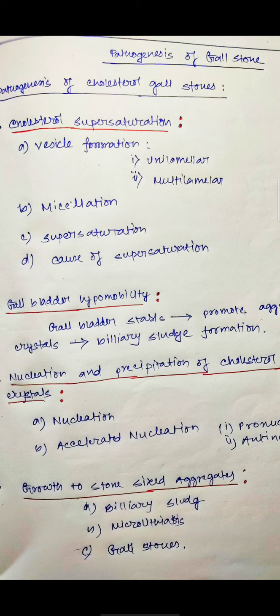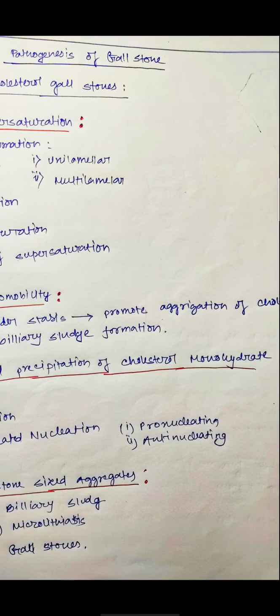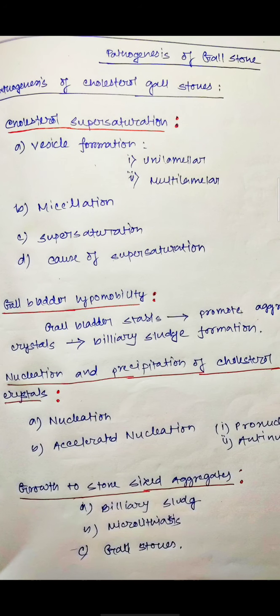So the next part is gallbladder hypomobility. Normally the gallbladder empties the bile completely into the duct, so it excretes its bile along with all the supersaturated bile or crystals, right? Now, in case of an abnormality like gallbladder hypomotility, it causes gallbladder stasis, and when there is gallbladder stasis, it promotes aggregation of the cholesterol, right? So there is ultimately biliary sludge formation because of that.